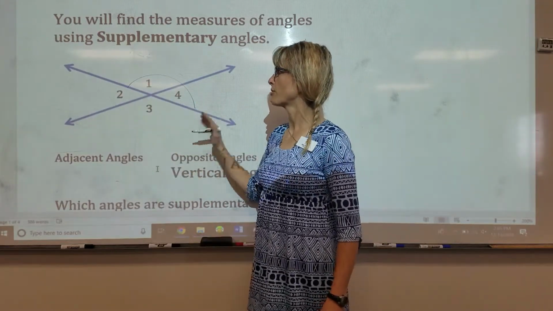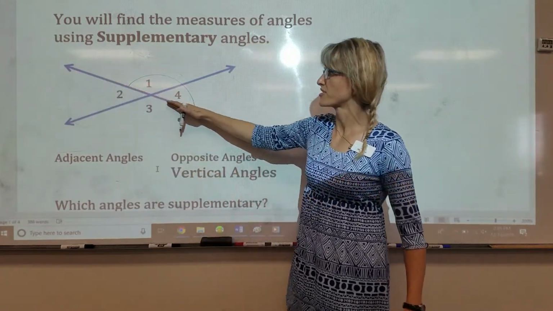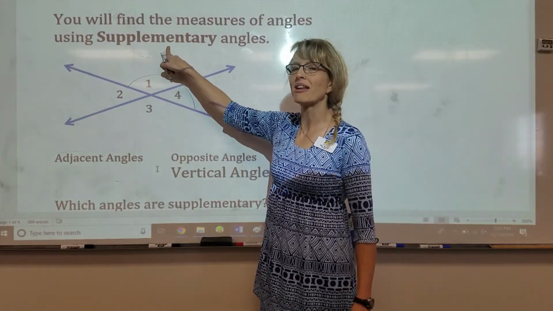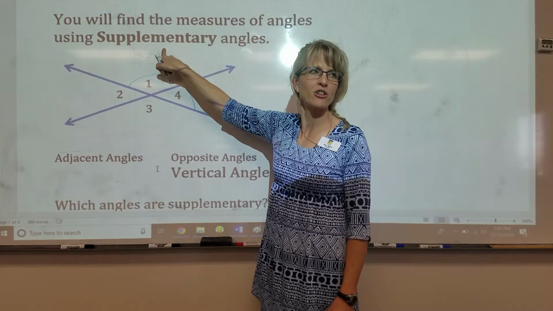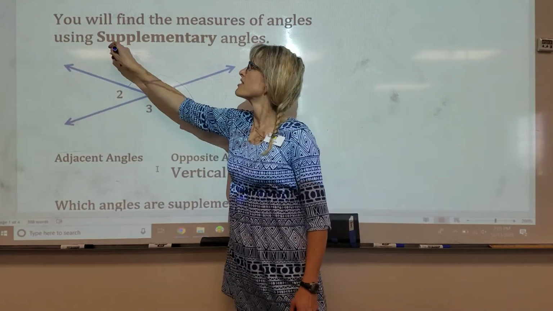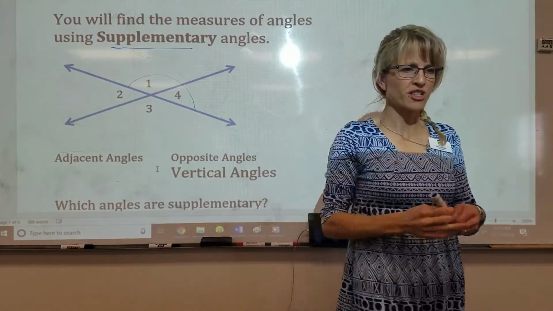Let's look at 1 and 4. Look at the straight angle that it forms. Because it makes a straight line, 1 and 4 are supplementary. That means 180 degrees. What do we call it when it's 180 degrees? Supplementary. Supplementary is 180 degrees.